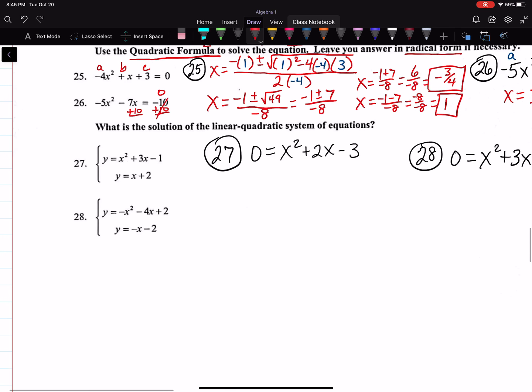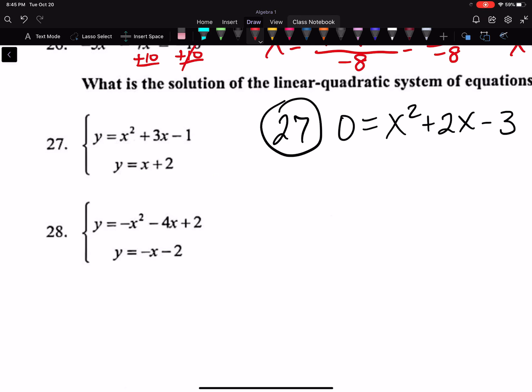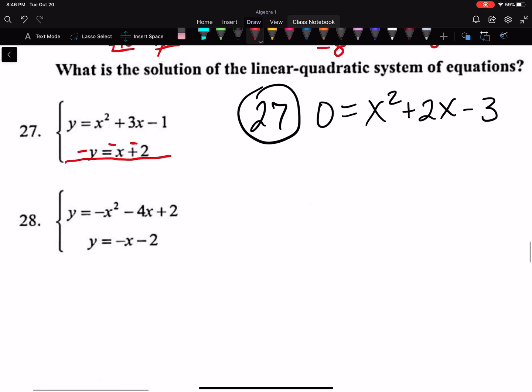Okay, so I am a big fan of just doing elimination. So to do elimination, you get rid of the y. So I always try to make my x squared positive. So the x squared on the top one is already positive. So I'm going to change the signs of the bottom numbers, and I add them up. Okay, when I add them up, I get 0 equals x squared, and then you have 3x minus x is positive 2x, -1 minus 2 is -3. So that's where this comes from.